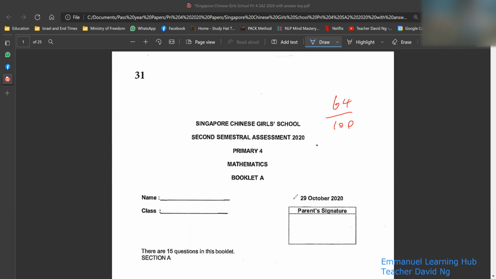Is this an improvement from last time? Yes. How many marks were you getting before? 34, 34, 32, now 64. When you got 34 and 32, how many months ago was that? 2 months ago. So today, this kind of paper, you can get 64. Has the tuition been helpful to you? Yes. I hope it has been.